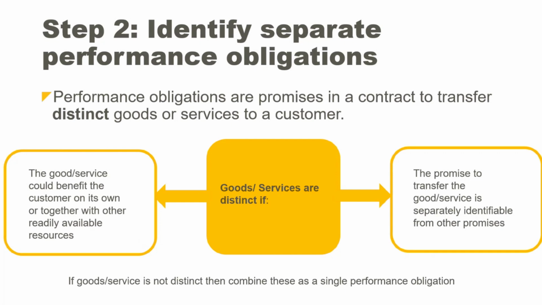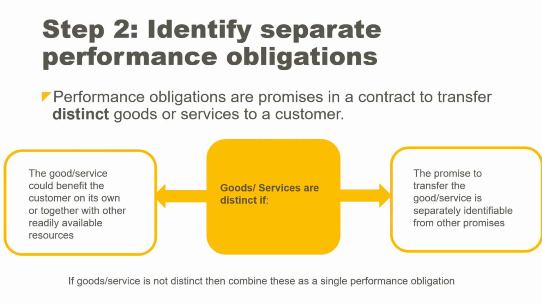Step 2 is identifying the performance obligations. In this step, you need to identify how many performance obligations there are within a contract. But what is a performance obligation? Performance obligations are promises in a contract to transfer distinct goods or services to a customer. The key word is distinct.